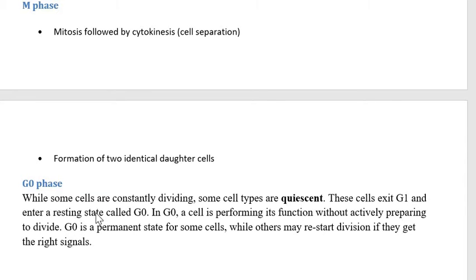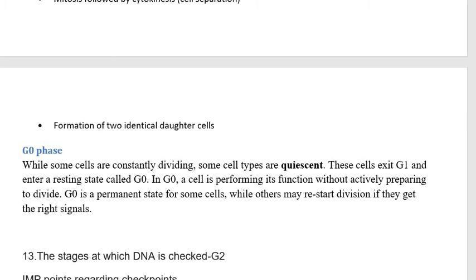G0: some cells are consistently dividing, some cell types are quiescent, and these cells exit G1 and enter a resting stage called G0. In G0, a cell is performing its function without actively preparing to divide. G0 is the permanent state of some cells, while in others it may restart division if they get the right signals. So the signaling mechanism is also very important.